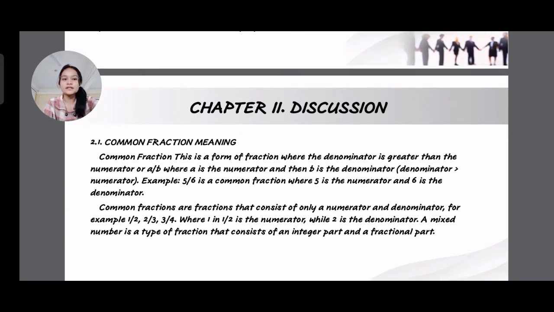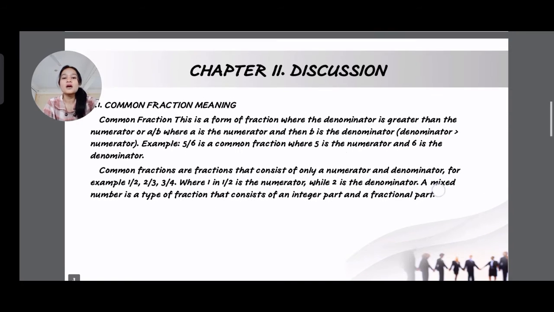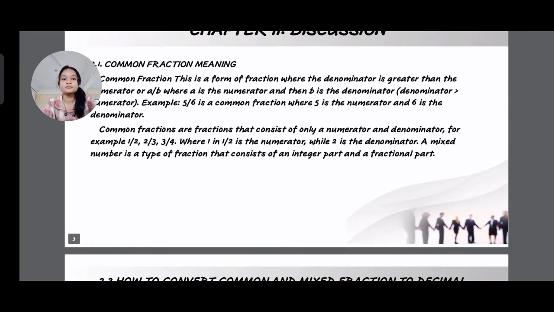Chapter 2, Discussion. 2.1 Common fraction meaning. Common fraction is a form of fraction where the denominator is greater than the numerator, or A over B, where A is the numerator and B is the denominator. For example, 5 over 6 is a common fraction where 5 is the numerator and 6 is the denominator.